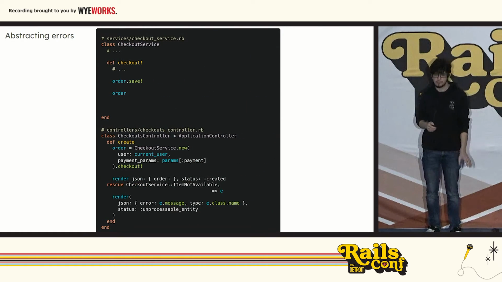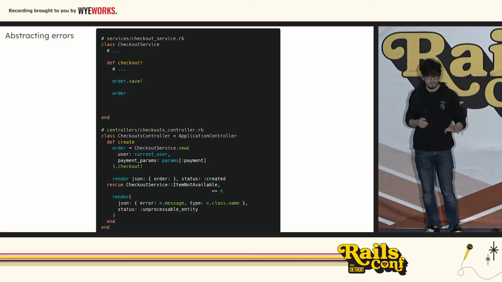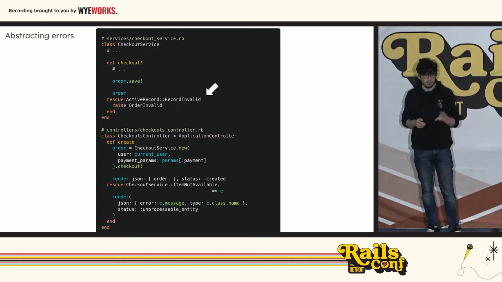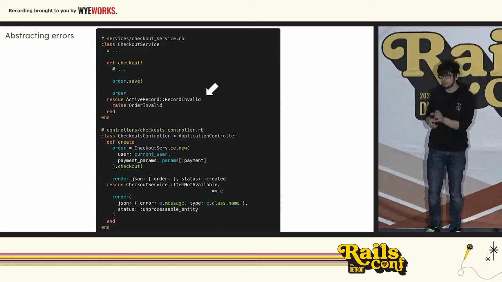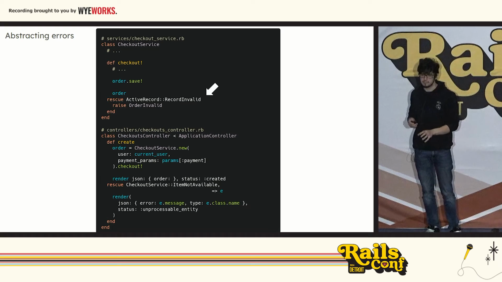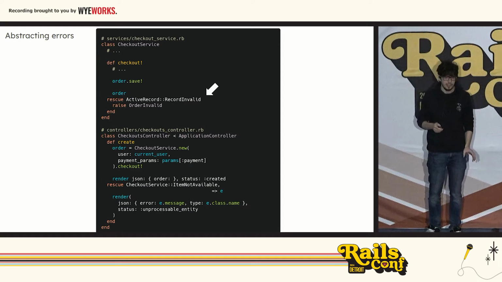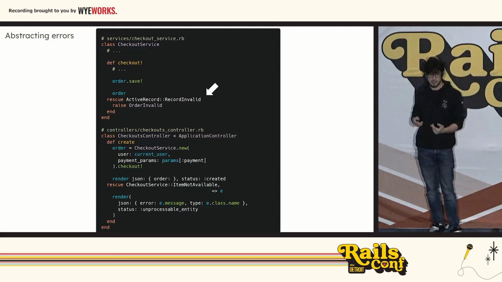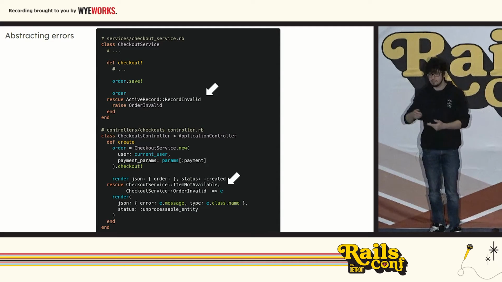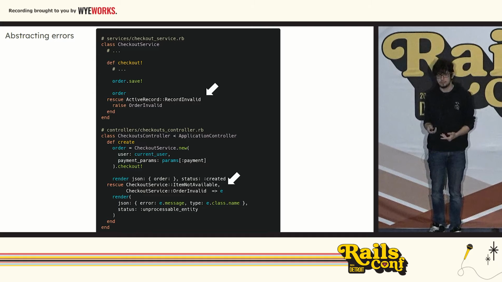So we go back to our checkout service, and now instead of just rescuing from that record invalid in the controller, we're going to go back to the checkout service where we're totally sure that what caused that record invalid was because our order was invalid, and then we're going to re-raise the order invalid error inside the checkout service, and then now we have a safe way to do it in the controller.